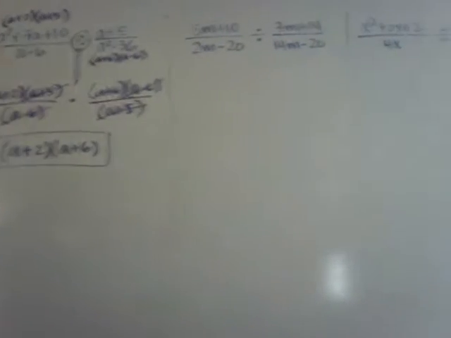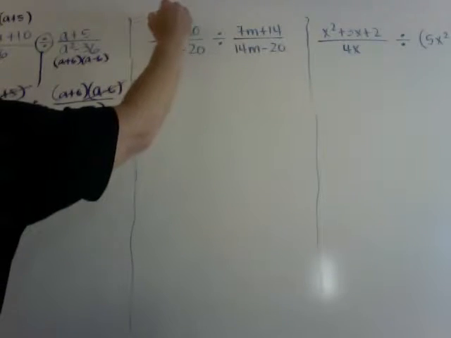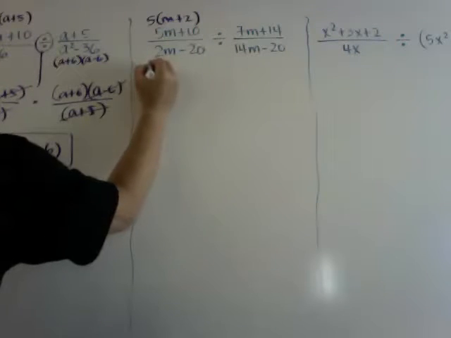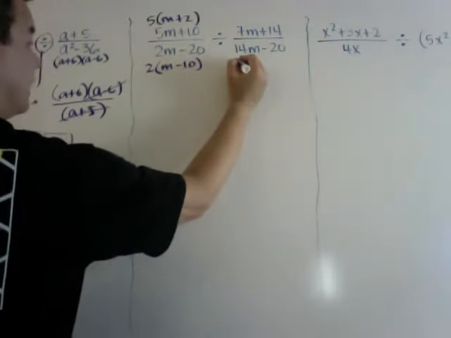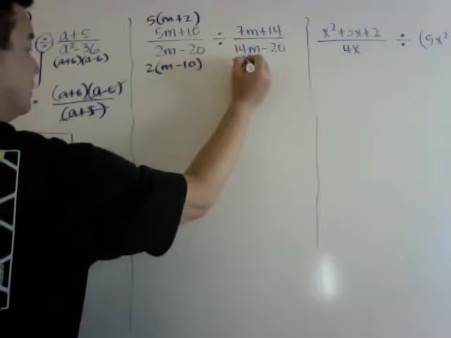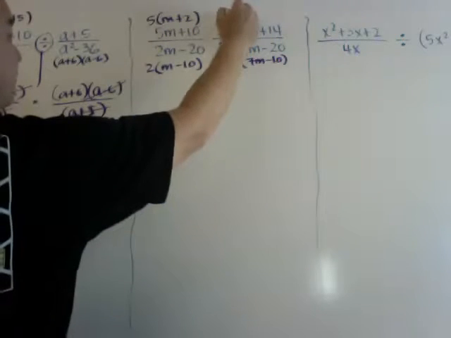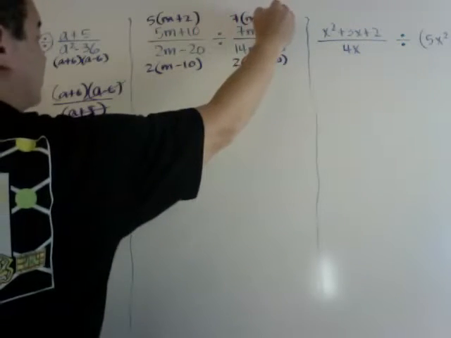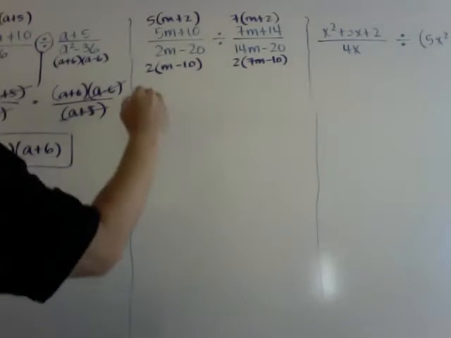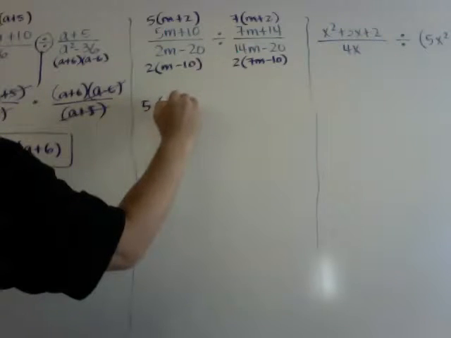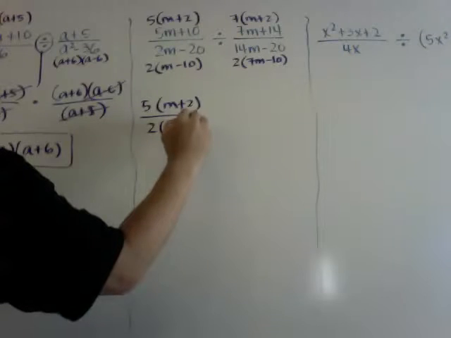Okay, here's another one. I can pull a 5 out of the top, or factor a 5 out, and get m plus 2. I can pull a 2 out of here and get m minus 10. I can pull a, looks like a 2, and I'm left with 7m minus 10. And up top I can pull a 7, m plus 2. So all I did was factor first. Now I'm going to drop this down. So again, 5 times m plus 2 over 2 times m minus 10.